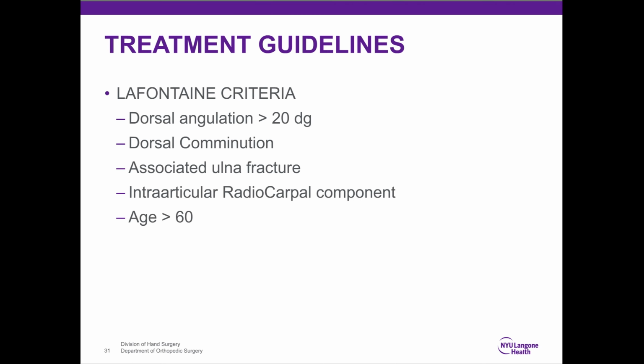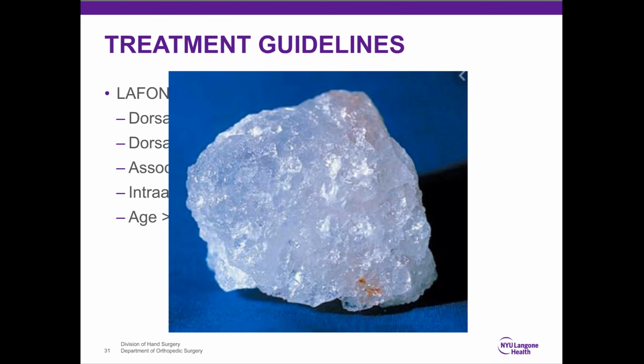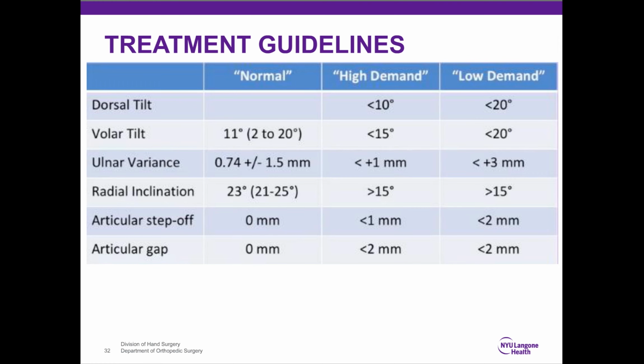Basically, dorsal angulation of 20 degrees, dorsal comminution, an associated ulnar fracture. The only validated predictor of these was age greater than 60. And we also know that the older the patient, the more the deformity is accepted. So I would take these with a big grain of salt. I'm hoping that's salt. That was like a Google image search.